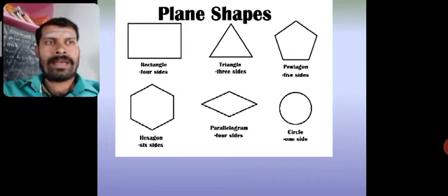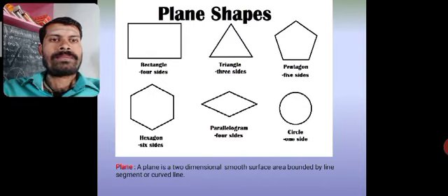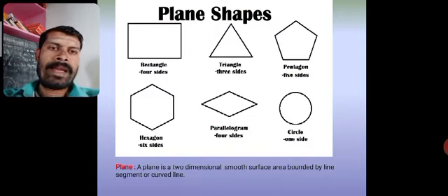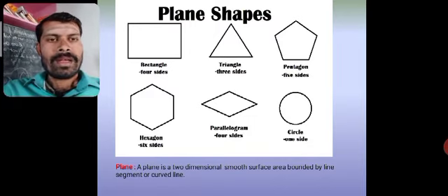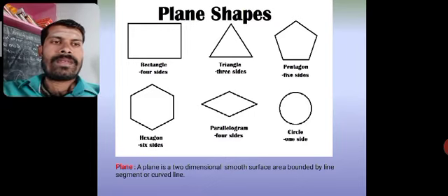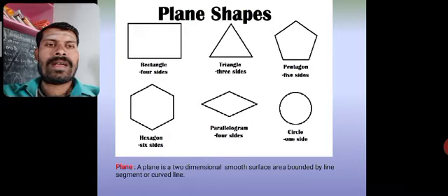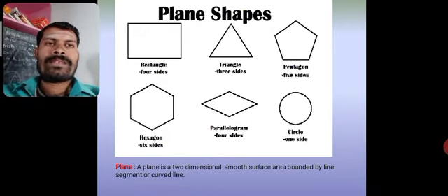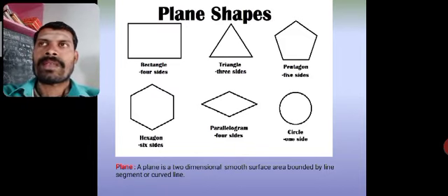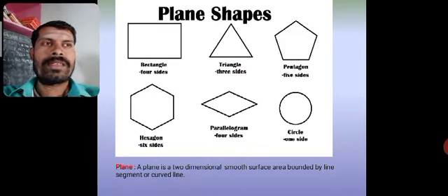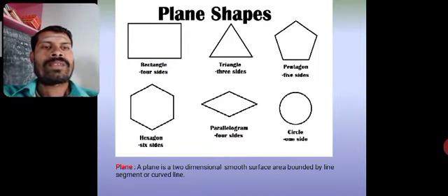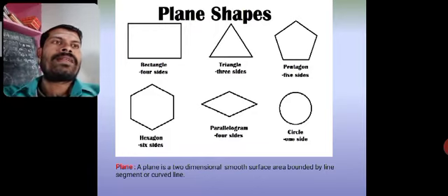Then what do you mean by a plane? A plane is a two-dimensional smooth surface area bounded by line segments or curved lines. Two-dimensional means it has only length and breadth, there is no width. A smooth surface is called a plane in general. In general, a plane is a smooth, two-dimensional area which is bounded by line segments or curved lines.